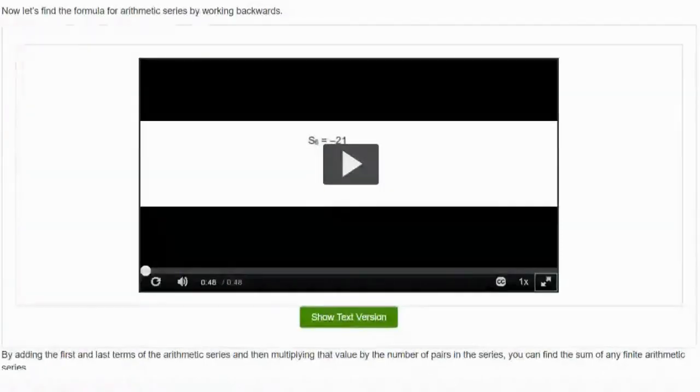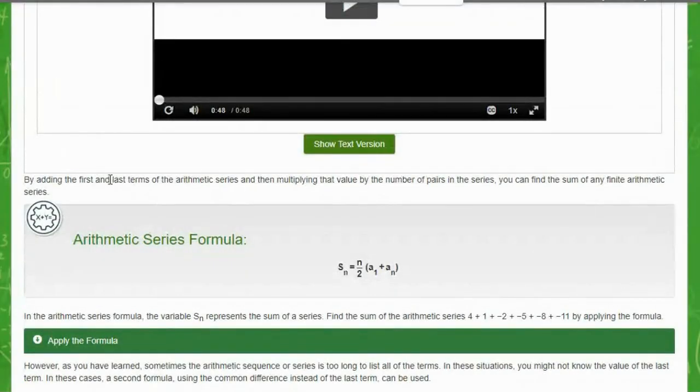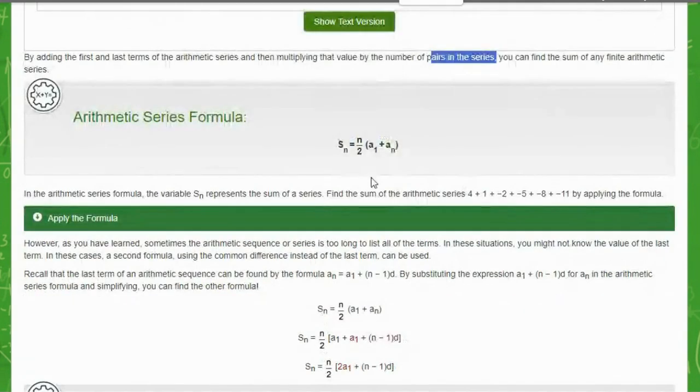Okay, that was it. Short and sweet. So by adding the first and last terms and multiplying that value by the number of pairs, we get a formula. So we're going to add this to our notes here.